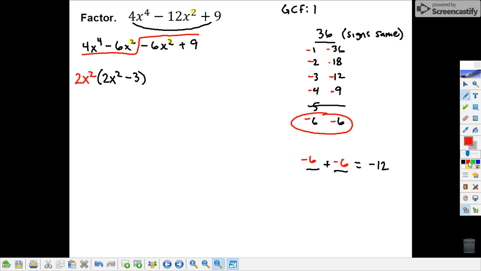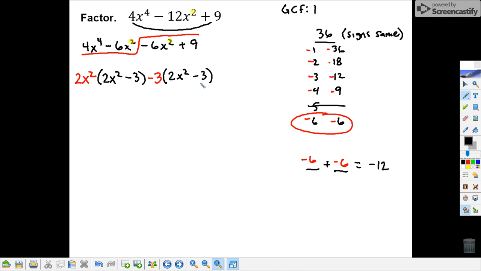And then I'd look at my next terms. Now, since this first term is negative in the pair, I'm going to have a negative number come out. And they're both divisible by 3. So I'm going to divide both of them by negative 3. So negative 6 divided by negative 3 is a positive 2. So this is 2x squared. 9 divided by negative 3 is negative 3.